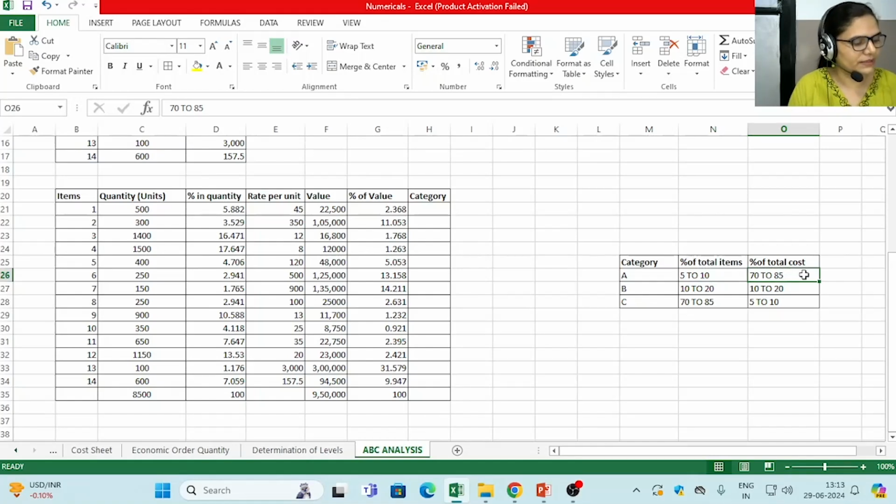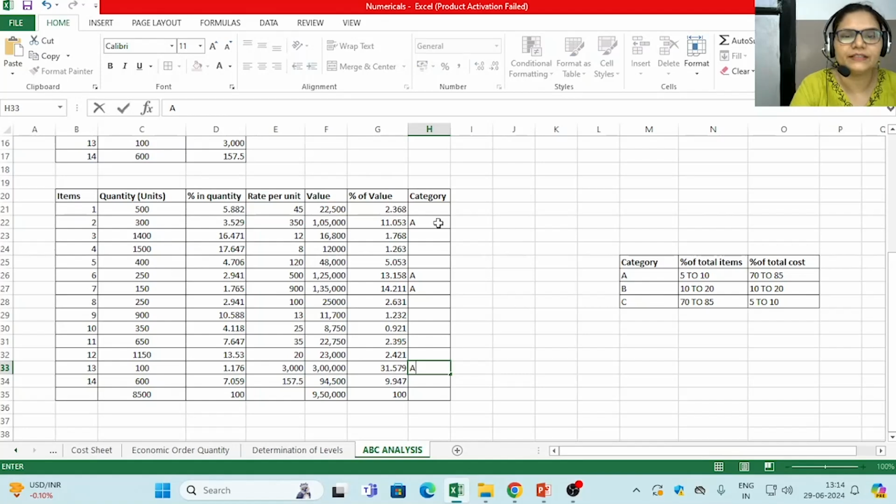Now based on this concept, we can see item number 2 can be categorized as A category. Next, item numbers 6 and 7 can be categorized as A category. Similarly, item number 13 can be categorized into A category.